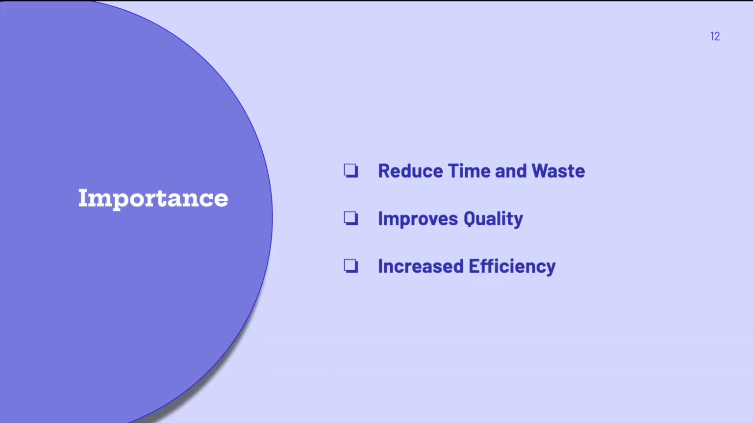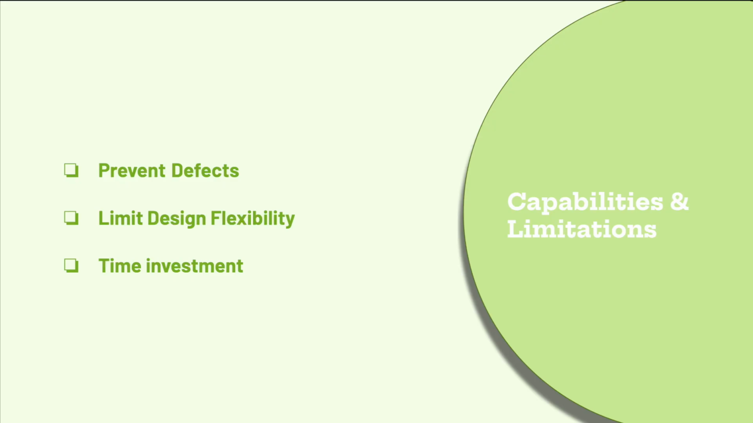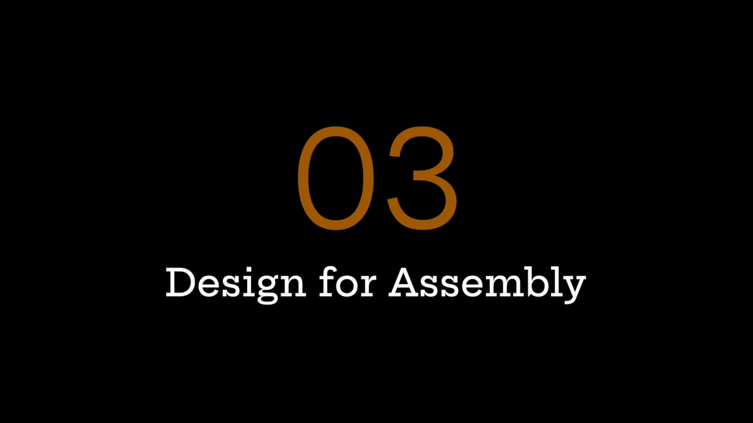This is going to be important because it can reduce manufacturing time and waste. It'll improve the quality, as you saw with the injection molding example, and it can increase the efficiency of producing the product. It's going to be very important for preventing defects. However, it can limit design flexibility, and it's also going to require more time on the design side of things. The next topic is designing for assembly.